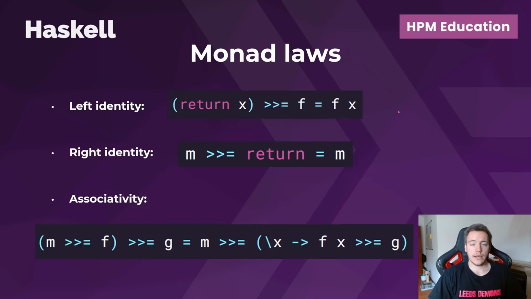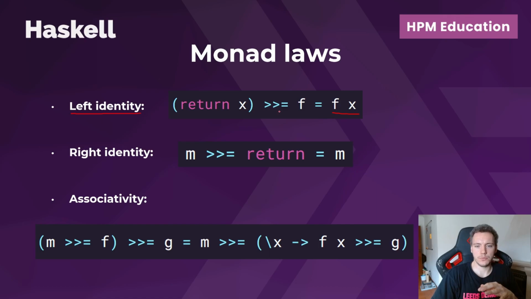Like functors and applicatives, monads also need to satisfy certain laws to be valid. We have the left identity law first, which says that return x bound to f is the same as f of x. This makes sense, of course, because if we have some value x, some value of type a, we apply return to it, then return creates a monadic value of a, or returns the x as a monadic value.